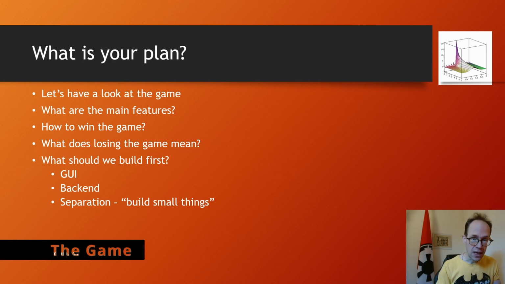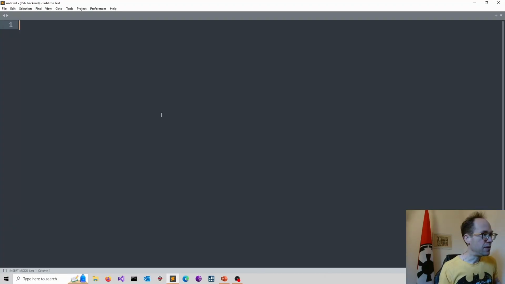Let's have a look at the game and think about our strategy. I will use Sublime Text for all my coding work. It's available for free. This is not, technically speaking, an integrated development environment. Of course, you can select anything else you prefer, like PyCharm or Spyder or VS Code, whatever you prefer. It's entirely up to you.